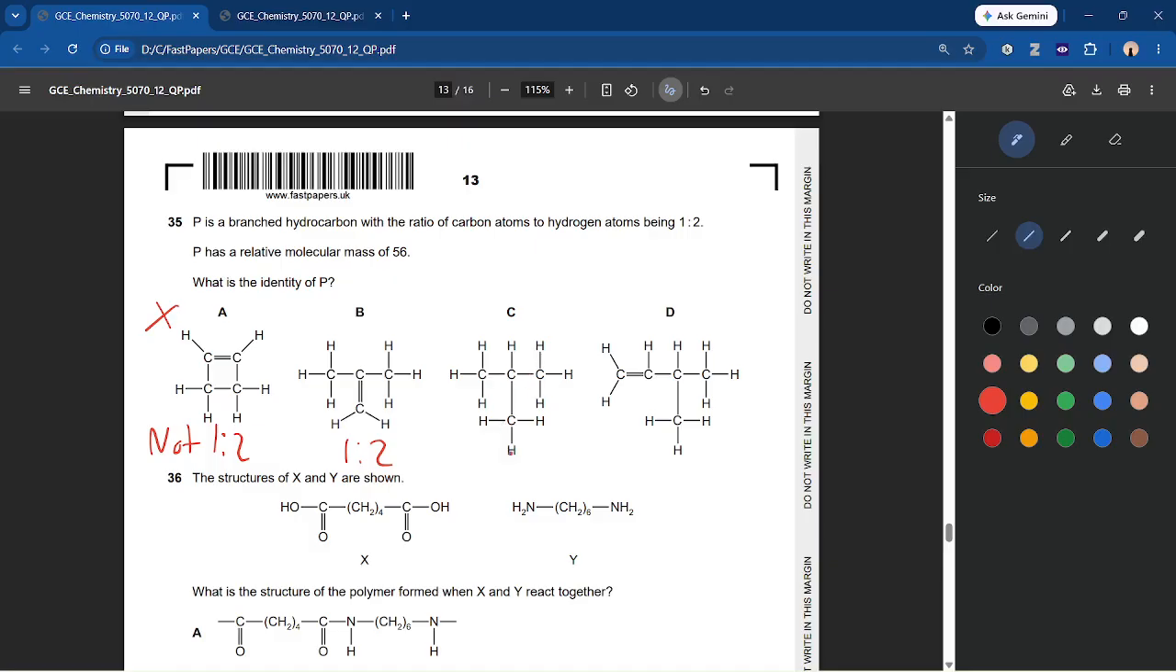This one, 1, 2, 3, 4, 1, 2, 3, 1, 2, 3, 6, 7, 8, 9, 10. So this is not 1:2. So we can also cut this off. And this one, 1, 2, 3, 4, 5, 1, 2, 3, 4, 5, 6, 7, 8, 9, 10. So this is 1:2, but now we get to the second part, which has the relative molecular mass of 56. But the problem is, because there's 5 carbons, 12 times 5 is 60. So this Mr is higher than 56. So we can cut this off, and our answer is going to be B.